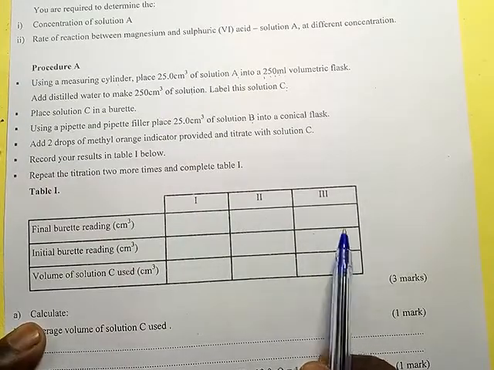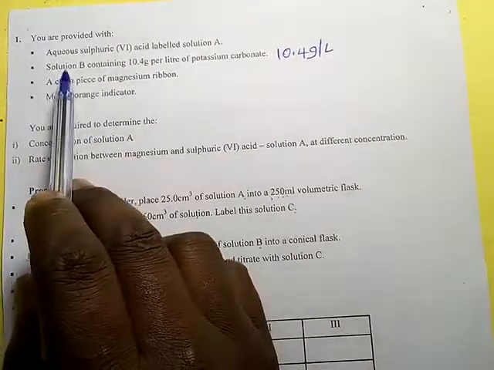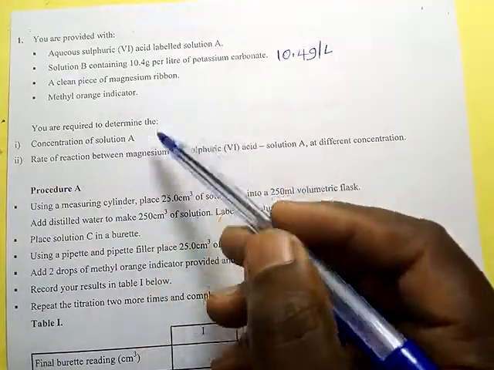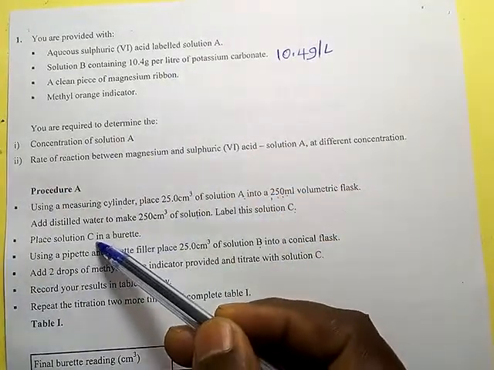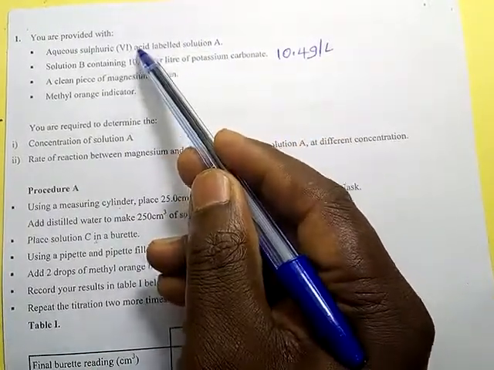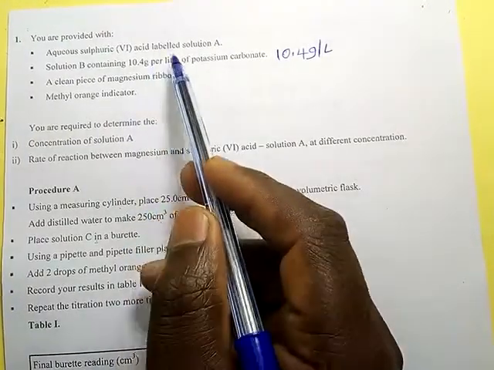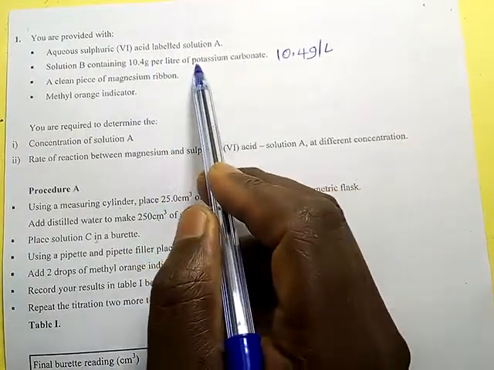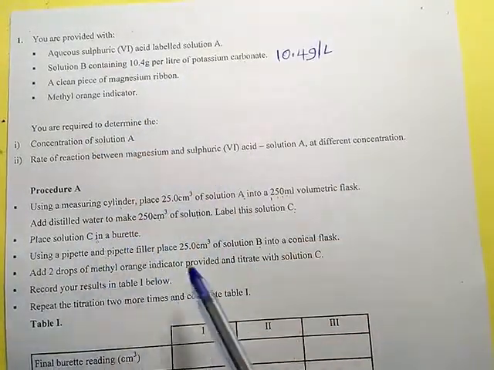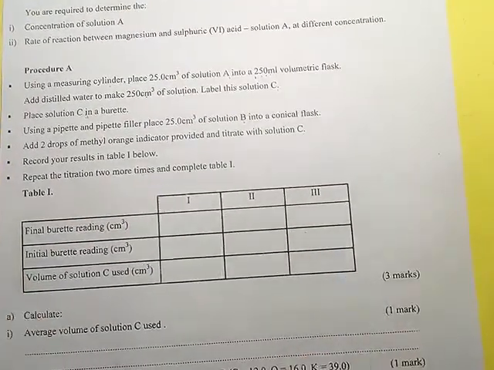Like I've always said, first understand what's happening in the question. We have solution B. Solution B is reacting with solution C. But what is solution C? Solution C is solution A, which is sulfuric acid, but which has been diluted. Therefore, potassium carbonate is reacting with sulfuric acid, solution C. So let me give you the values we want to use.